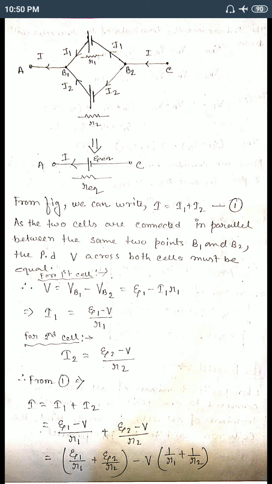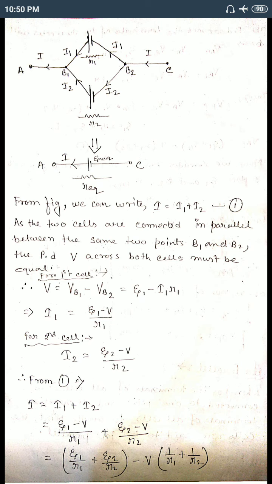Okay, and that is equal to, from the expression V equals E minus IR. So what can we write? I1 equals E1 minus V by R1. And from the second cell, having the same two points B1 and B2, so V is B1 minus B2. Similarly, we write I2 equals E2 minus V by R2, because we get the same expression, same voltage, V equals VB1 minus VB2.